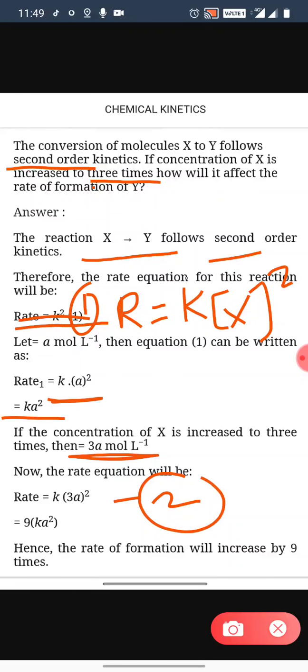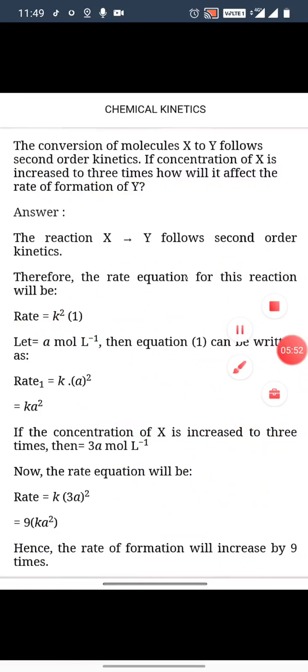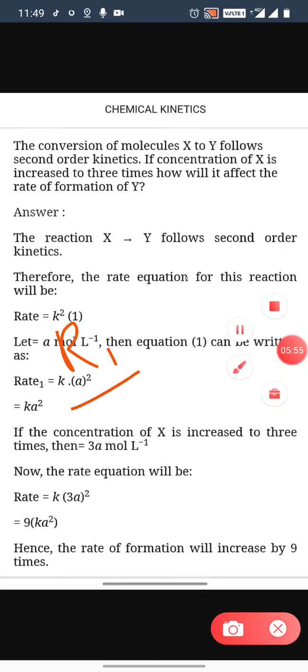So this will be your equation 2. Now when you expand and solve this equation, you will get 9Ka square. Now when you divide equation 1 by equation 2, like R1 by R2, what will you get? You will get Ka square upon 9Ka square. So this Ka square will get cancelled off, and finally you will have R1 by R2 is equal to 1 by 9.